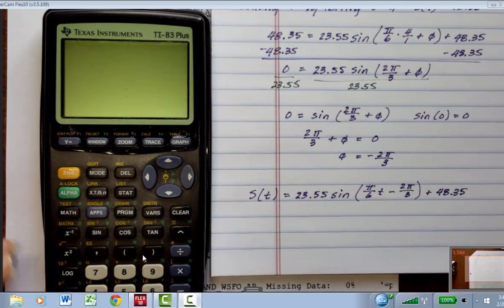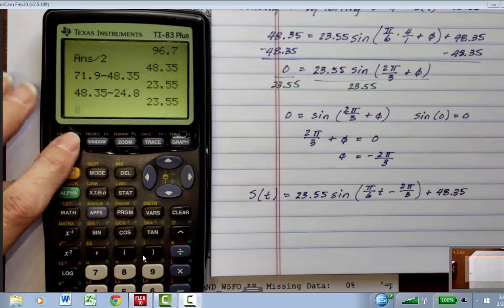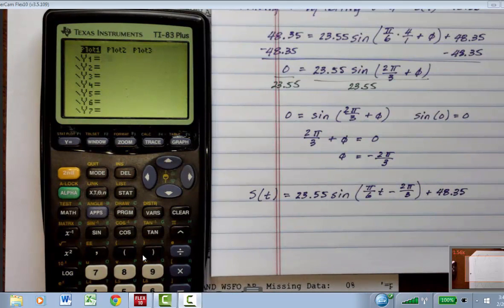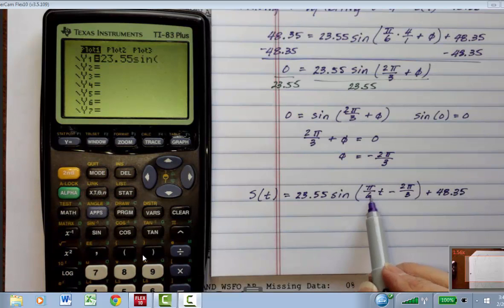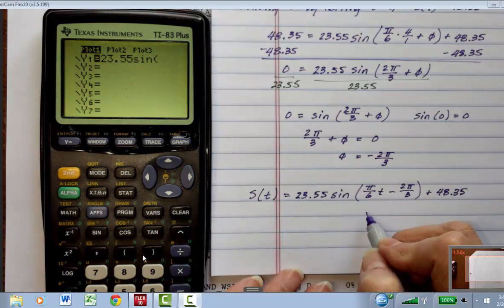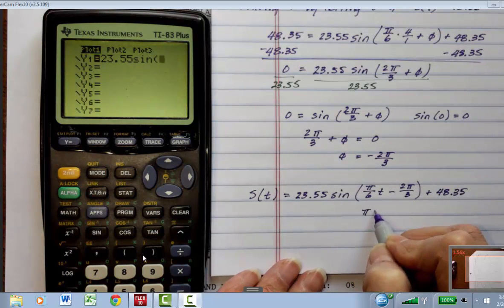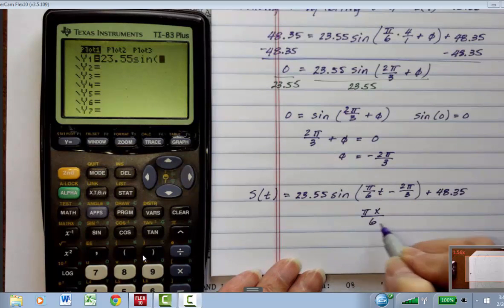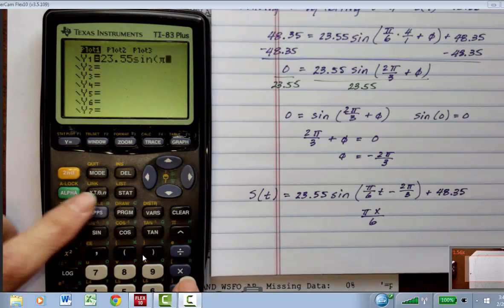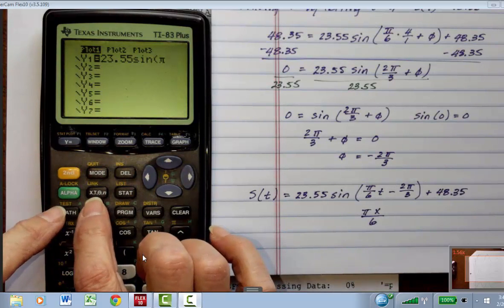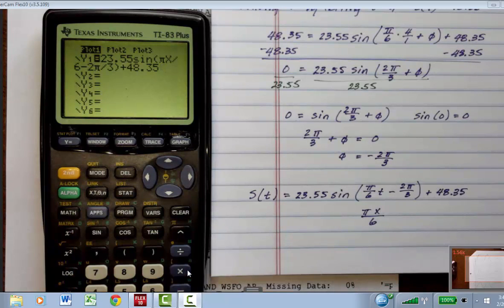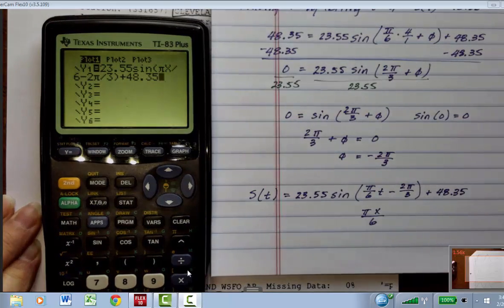So under my y equals button, I'm going to put in 23.55 sine, and then where I have pi 6t, I'm going to put that into my calculator as pi x divided by 6. And here's your x coordinate, or your variable. Once I have that entered in my calculator, I'm going to go ahead and see how it looks along with the stat plot that I had. So I'm going to go ahead and graph this.